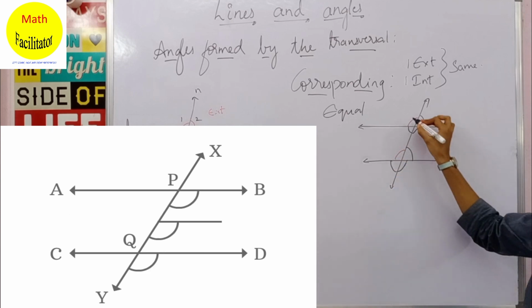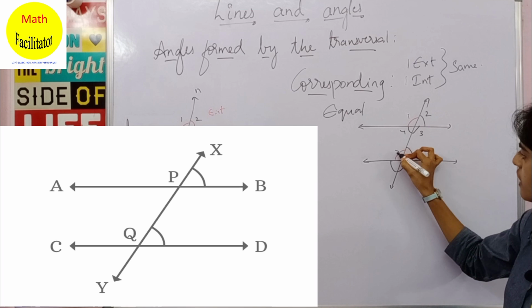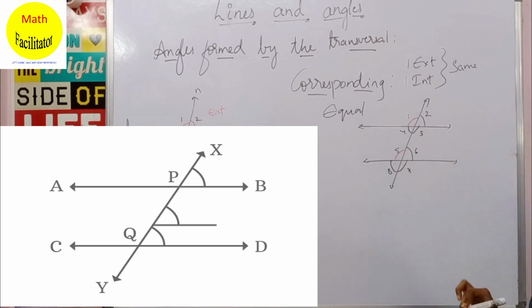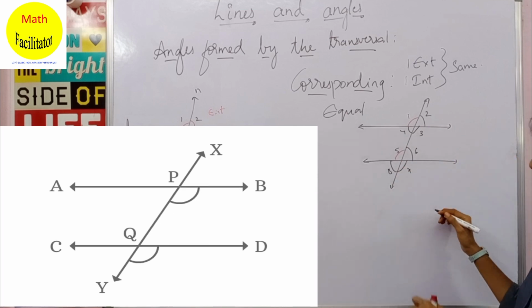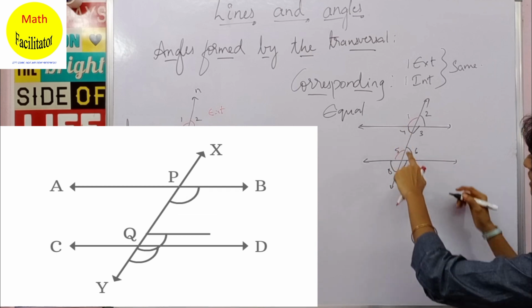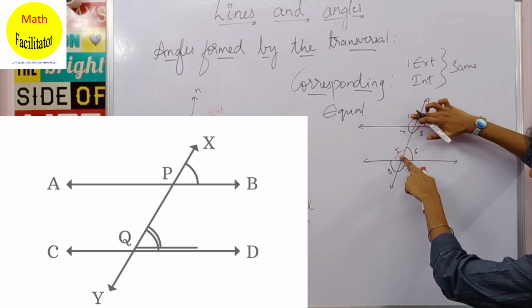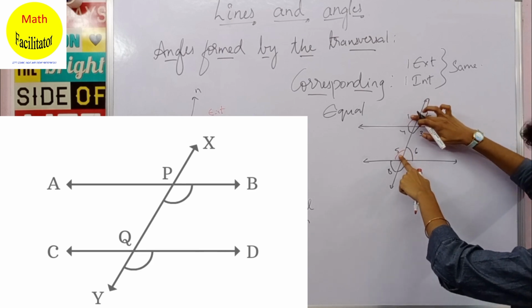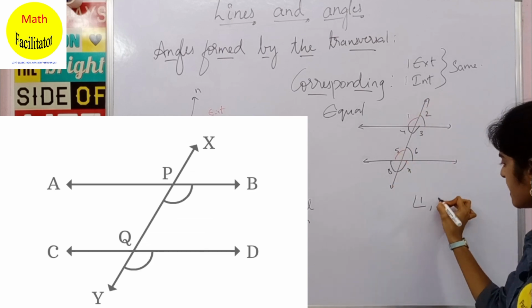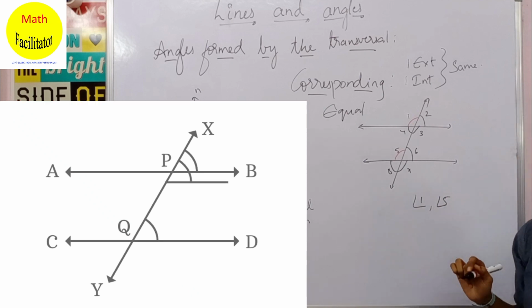So let us name here. This is 1, 2, 3, 4, 5, 6, 7, 8. Now let us name the corresponding angles. Write the pairs of corresponding angles here. So angle 1 and angle 5. This is exterior, this is interior, on the same side of the transversal. So these are corresponding angles. Angle 1 and angle 5 is one pair of corresponding angles.